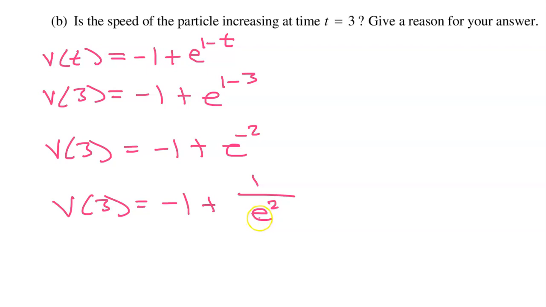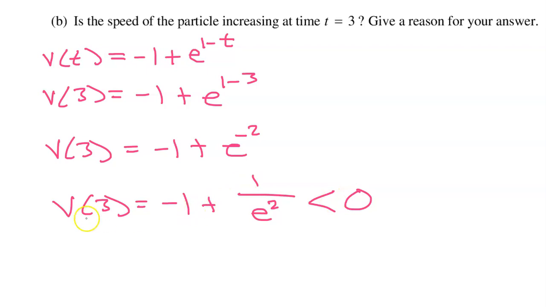E is a constant that is approximately 2.72, and we're squaring that. So we have 1 over some number that is definitely bigger than 1. So that means this overall fraction is going to be some decimal that is between 0 and 1. If we add -1 plus some decimal that's between 0 and 1, the overall result will be negative. It's going to be less than 0.